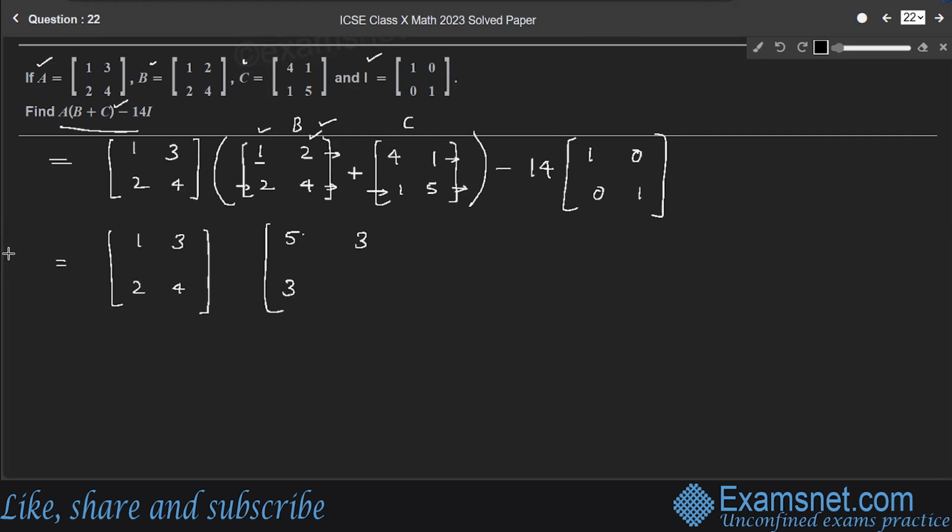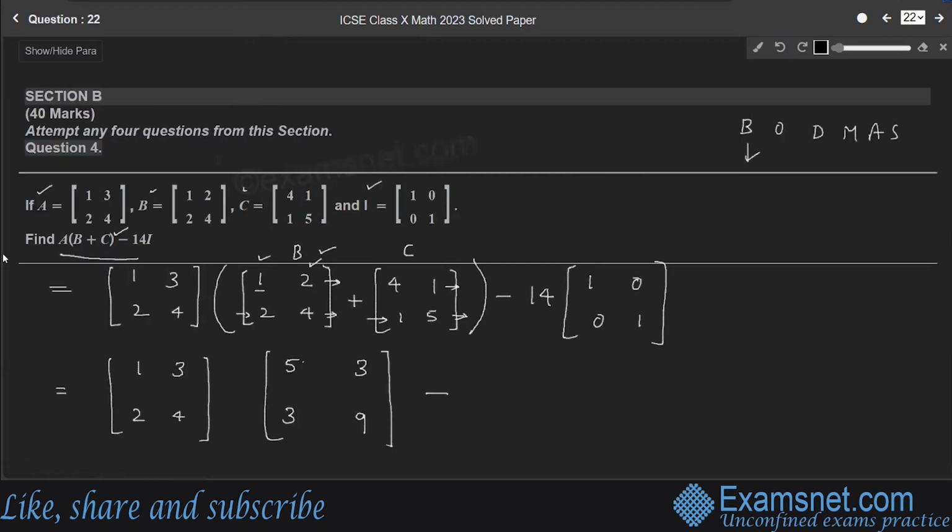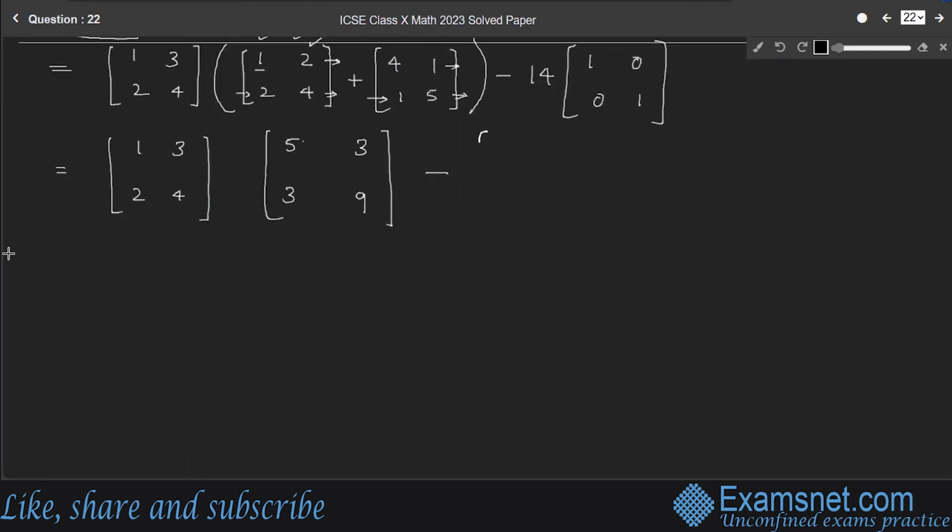And the second element in matrix C is 5. 4 plus 5 is 9. Right? So we need to just add the corresponding elements in the respective rows. So next, minus 14 into I. It's also very easy. Multiply each element by 14. You will get 14 into 1 is 14, 14 into 0 is 0, 14 into 0 is 0, 14 into 1 is 14.